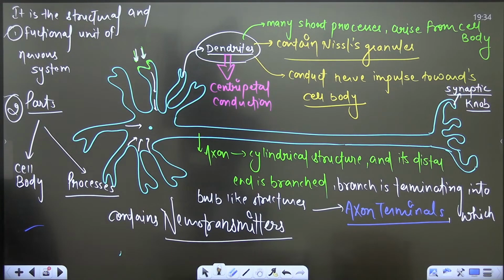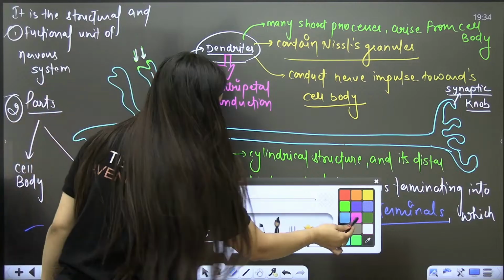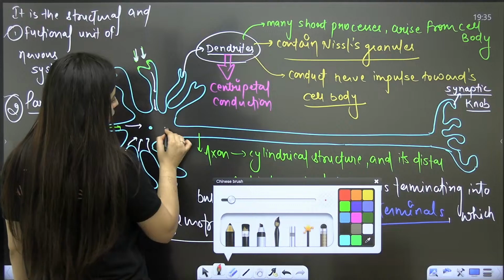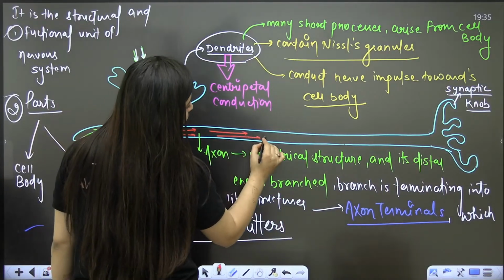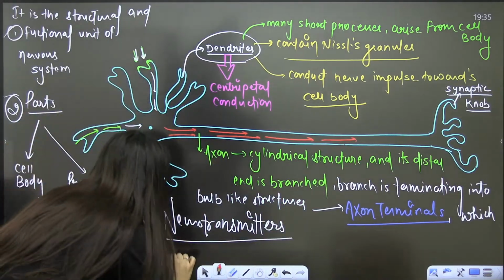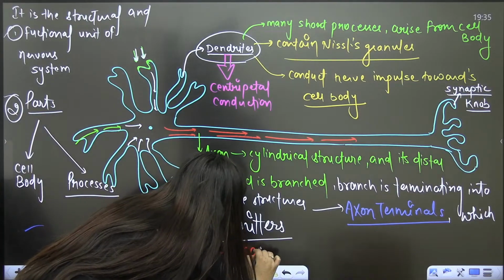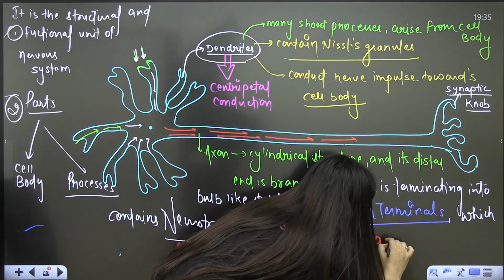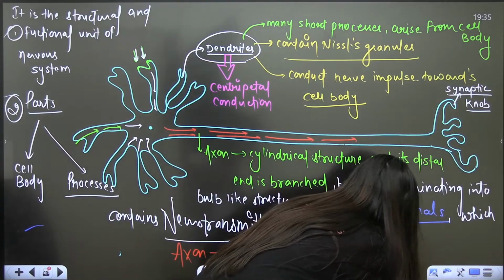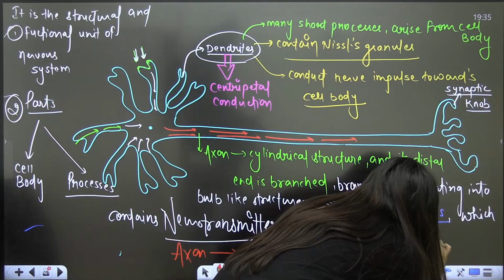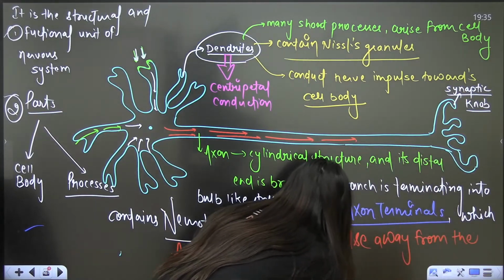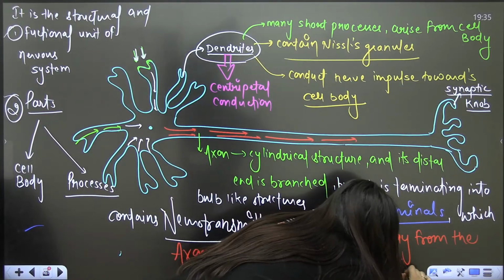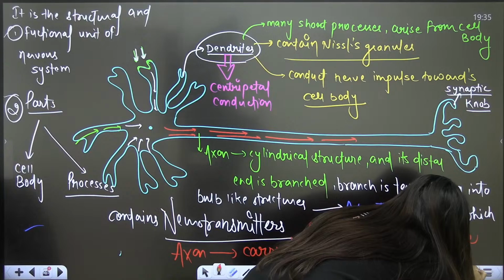So the axon will carry the impulse. Now, dendrites are carrying it towards the cell body. From this cell body, let's say this is your axon. The axon will carry the impulse like this. So can I say that this axon carries the impulse away from the cell body? That's very important. It carries the impulse away from the cell body. So centrifugal conduction is there.